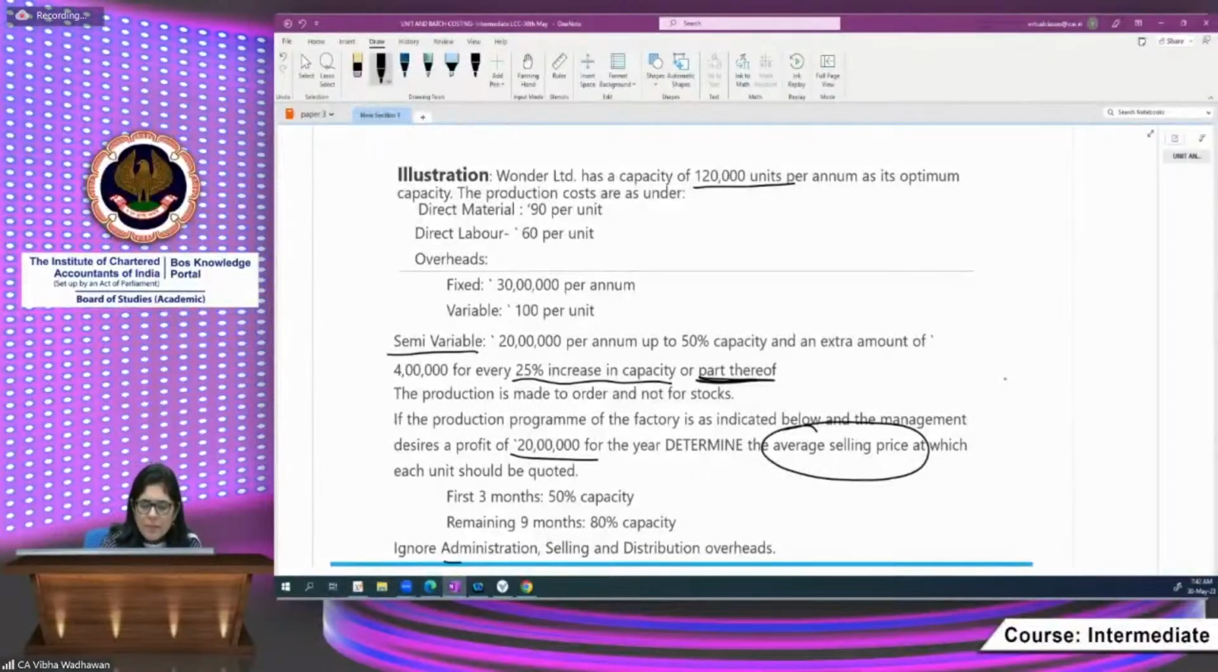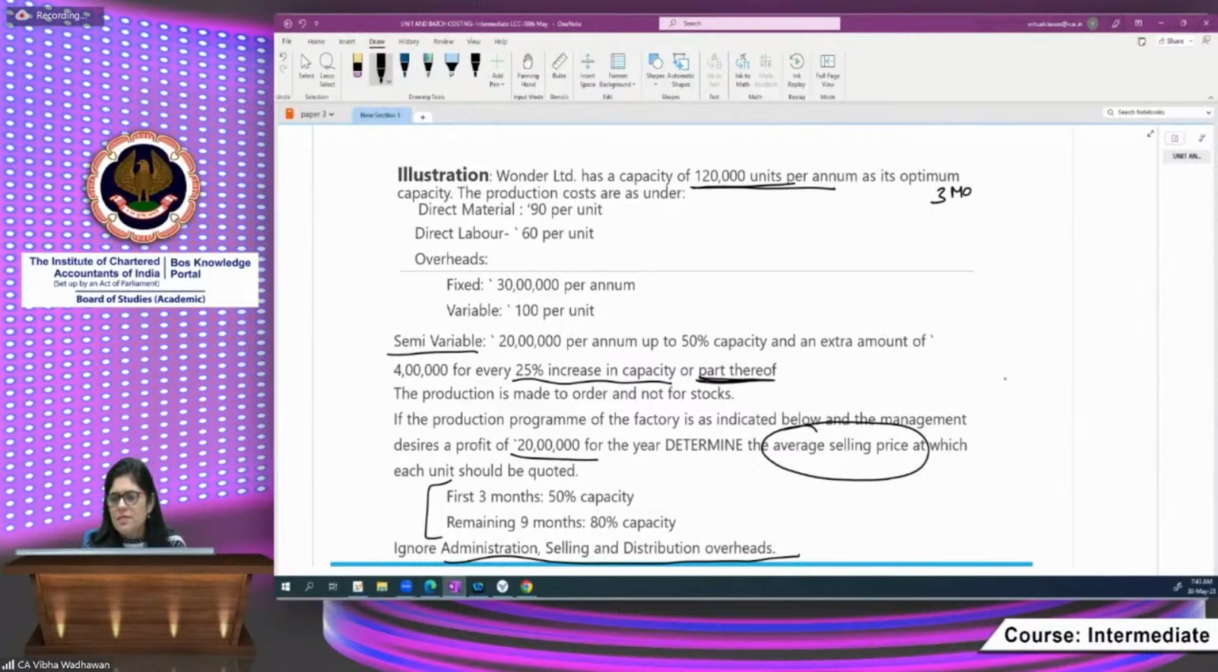Ignore administration, selling and distribution. So those 3 overheads are not there, but factory overheads are there. Clear? So now, this is the important information. First 3 months, 50% capacity, remaining 9 months, 80% capacity. Clear? So this is the capacity per annum. I'm just writing it over here.